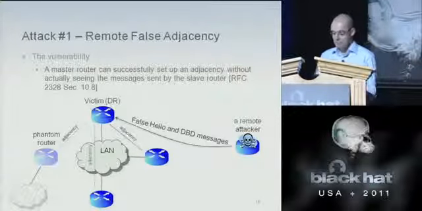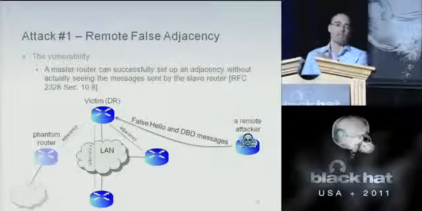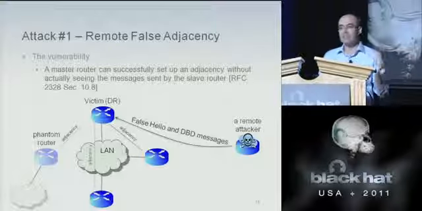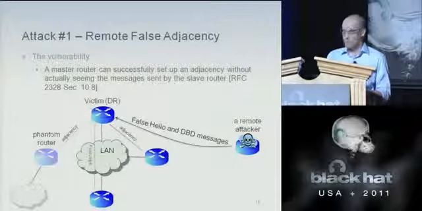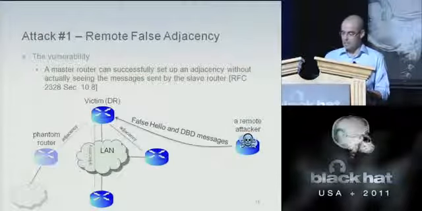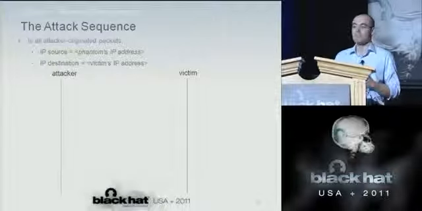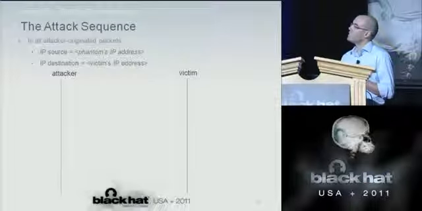And this is the actual effect of the attack. For example, the phantom router can advertise a link to a non-existing subnet, and all the routing table calculations will take this into account, based on this LSA. So let's see how the attack sequence works out. The actual details of the attack.